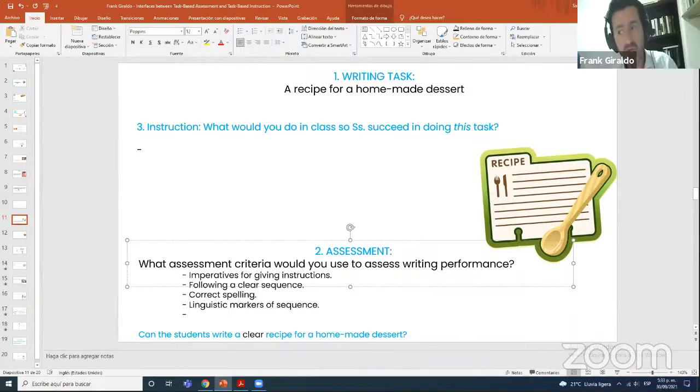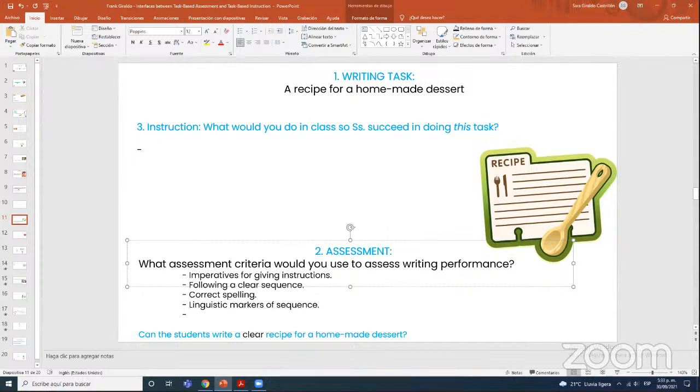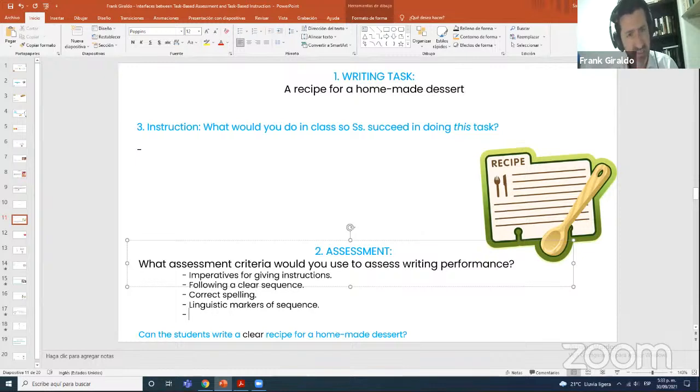Clear instructions, but you wouldn't assess that. You need to include that as a teacher, but you wouldn't assess the instructions that you give yourself. What would you assess in your students' writing skills? So these are good examples. What else is there?